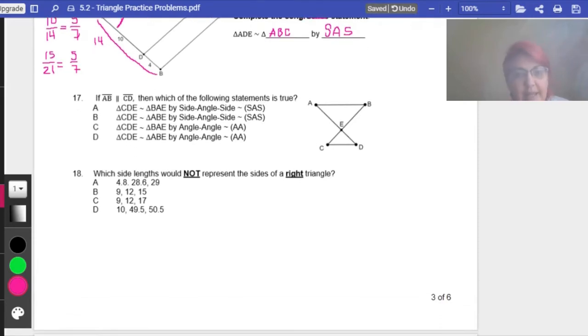17. If AB is parallel to CD, okay, parallel, which of the following statements is true? All right, I'm going to stop right there and I'm going to mark my vertical angles because that's what we do. We mark what we know. I have no reflexive or shared side. No sides are marked here. So anything referring to sides cannot be true, which means that A cannot be true and B cannot be true, because parallel sides does not mean congruent sides. Okay.